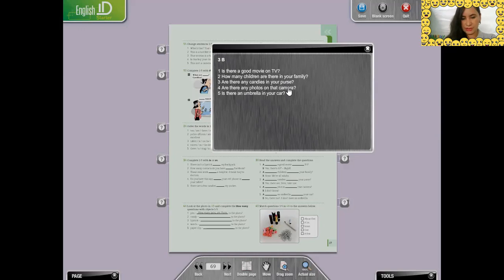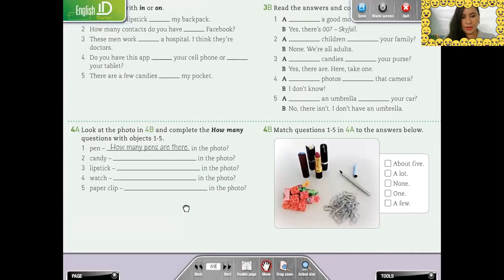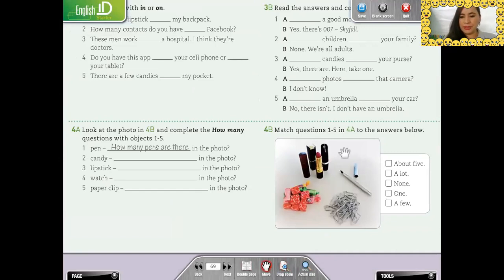Perfect. So these are the questions. Now the last activity. Wait a second. This is the last exercise. Almost the last because they are missing this one. Okay. Look at the photo in 4B. You have to look at the photo and complete the how many questions with objects in 1 to 5.